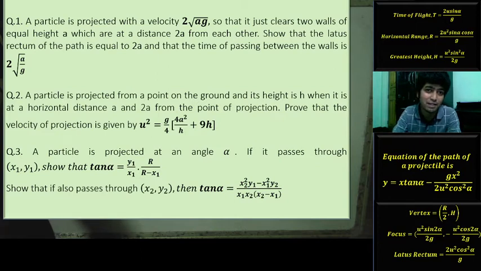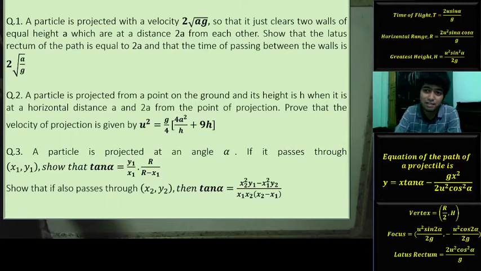A particle is projected with velocity 2 root over ag so that it just clears two walls of equal height a, which are at a distance 2a from each other. Show that the latus rectum of the path is equal to 2a and that the time of passing between the walls is 2 root over a by g.